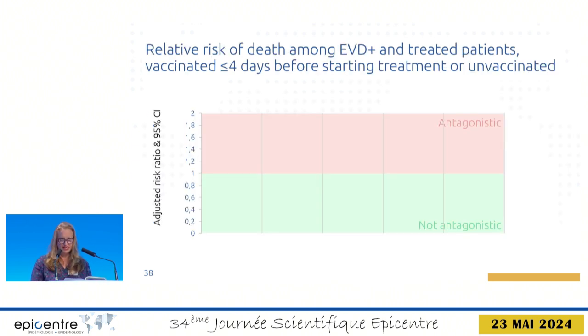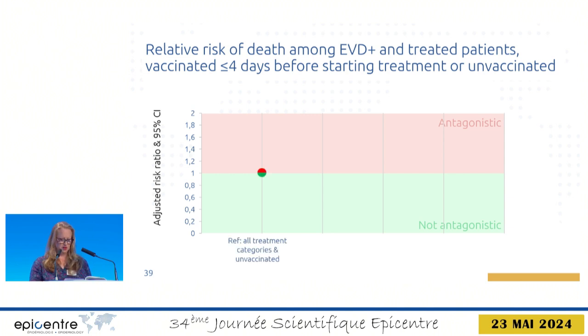So while in our study, the vaccine and EVD-specific treatments were not administered simultaneously, we were able to explore potential interactions when the vaccine is administered 4 days or fewer before starting treatment, as well as when no vaccine is given before starting treatment. Adjusted risk ratios were calculated taking into account age, time between symptom onset and admission, and EVD-specific treatment. A risk ratio above 1 is considered antagonistic, meaning there would be evidence of a negative interaction between the vaccine and monoclonal antibodies, while a risk ratio below 1 is considered non-antagonistic, meaning no negative interaction between the vaccine and monoclonal antibodies is observed.